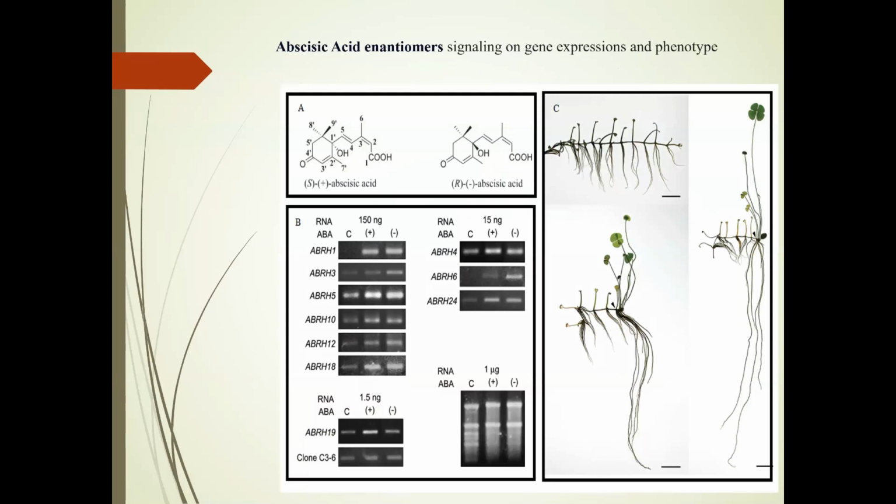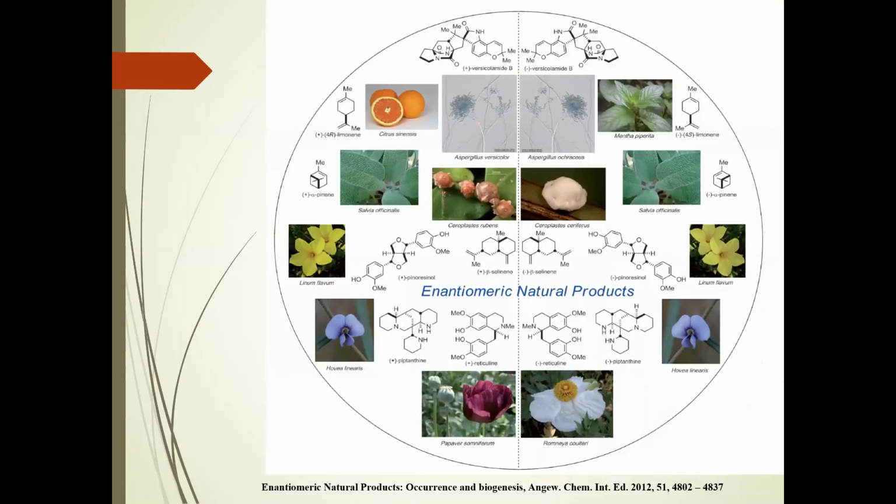And let's have a look at plant signaling systems. As you know, abscisic acid, jasmonic acids, and many of these signaling molecules have enantiomers. As you see here, they have huge effects on gene expression and phenotypes. And in this paper, you can see R-abscisic acid or S-abscisic acid have totally different effects on gene expression and even on the growth, development, and phenotype of the plant.